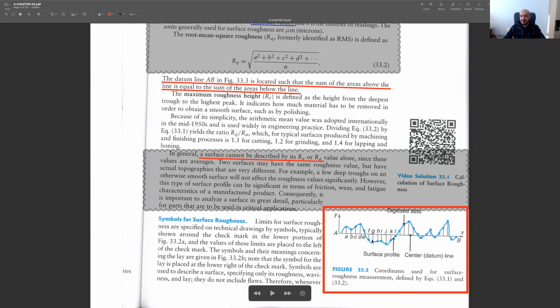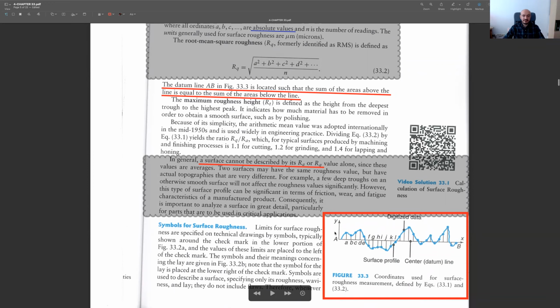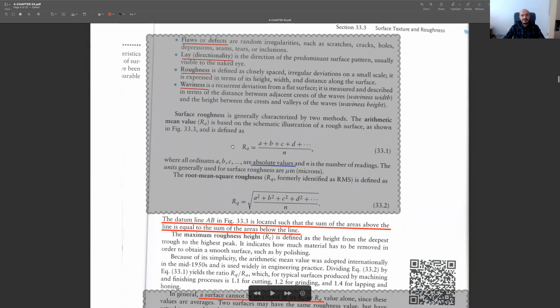so that the sum of the areas of the below regions should be equal to the sum of the areas above this datum line AB. Okay, this is the first thing we need to do after we get the measurements with equal intervals. And then we can simply determine the arithmetic mean value, RA, surface roughness. This is the most popular one.